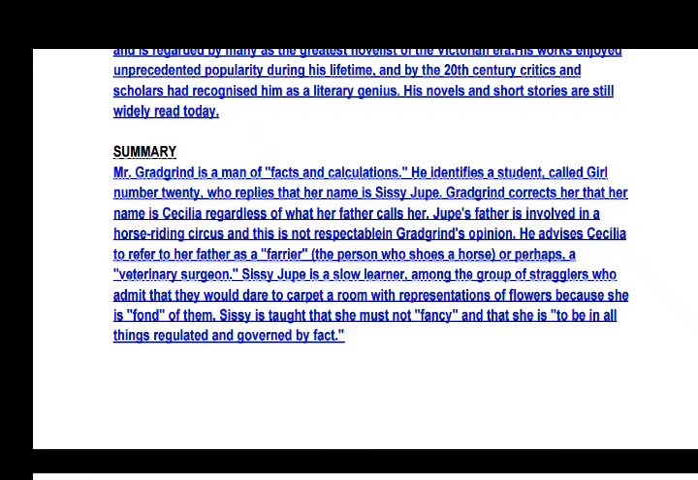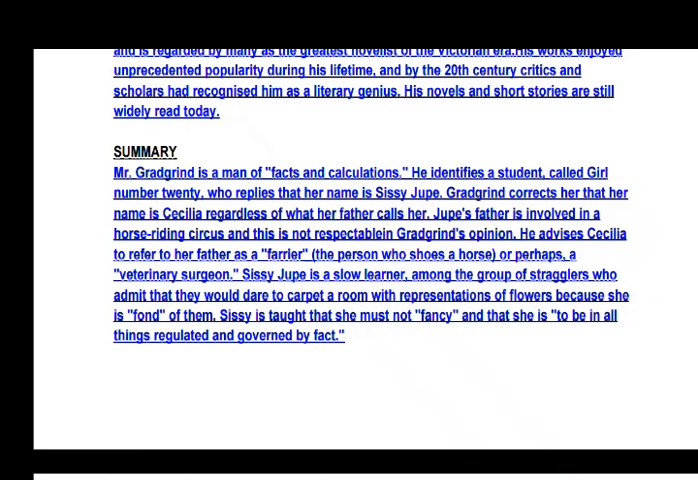He advises Cecilia to refer to her father as a farrier, the person who shoes a horse, or perhaps a veterinary surgeon. Sissy Jupe is a slow learner among the group of strugglers who admit that they would dare to carpet a room with representations of flowers because she is fond of them. Sissy is taught that she must not fancy, and that she is to be in all things regulated and governed by fact.